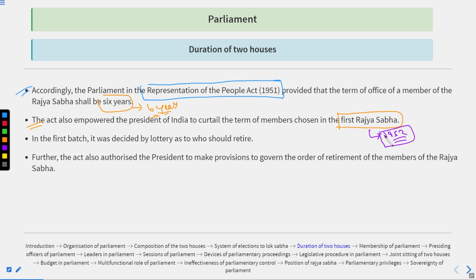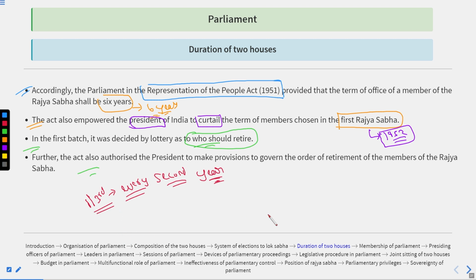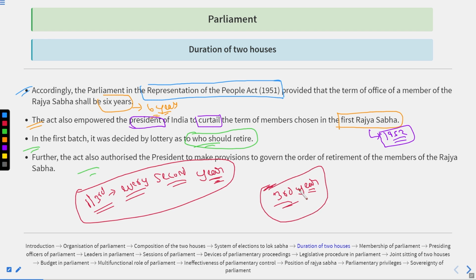Okay, so basically, the first act in 1951 was passed to fix the tenure for 6 years, and the same act gives the power to the President of India that if he wants, he could curtail the 6 years tenure for the first Rajya Sabha. In the first batch, it was decided by lottery as to who should retire. Okay. Further, the act also authorized the president to make provisions to govern the order of retirement of the members of the Rajya Sabha, because we know that 1/3 of the members retire every second year. All right. And we know that the president fills up the seats every third year by nomination, and by the elections, persons join the Rajya Sabha.